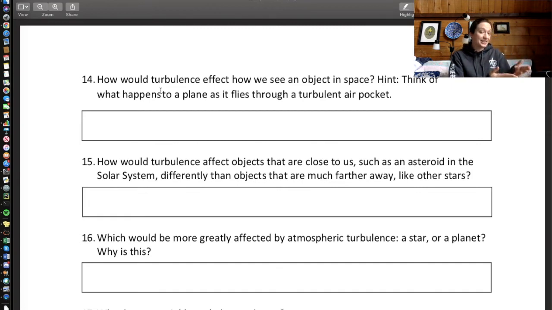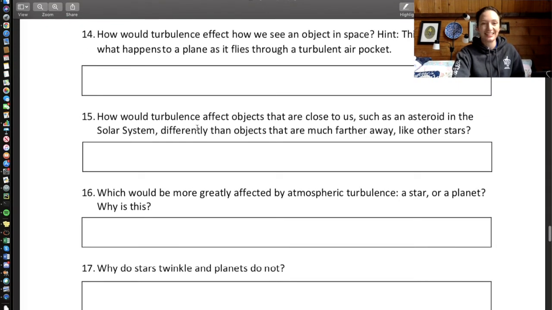It does the exact same thing to light. Because as we're looking at an object, we're looking at the light that we see coming from that object or being reflected off of that object. So, what does turbulence do to light?